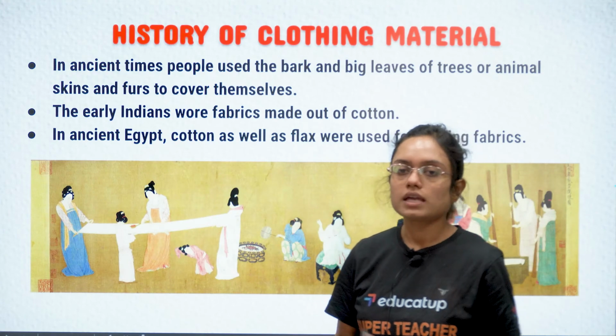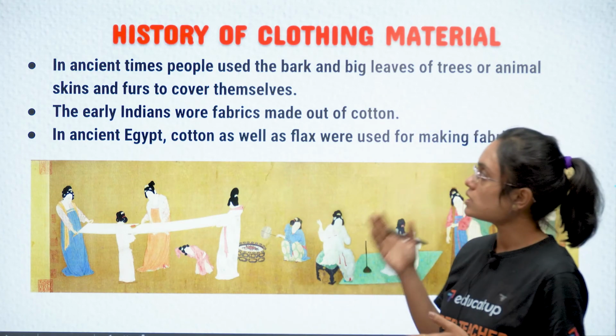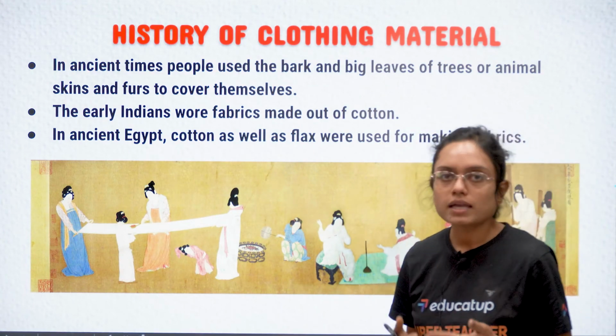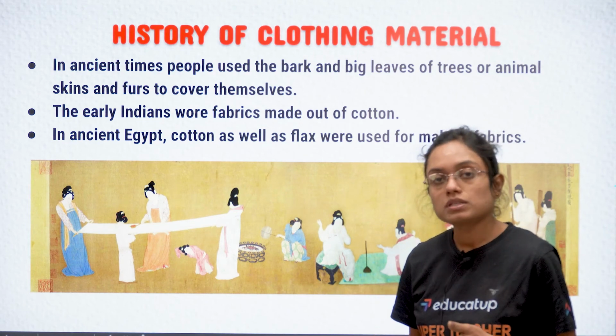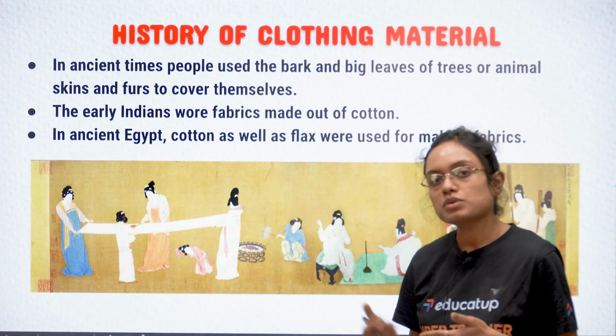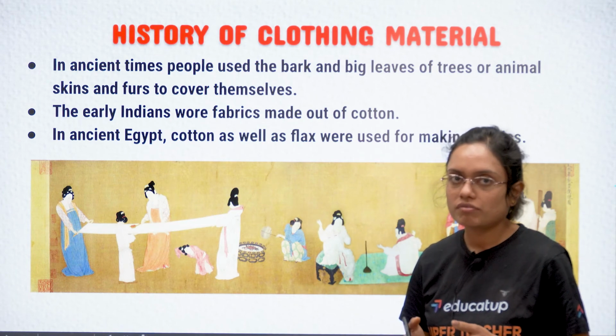Let's move ahead. History of clothing material. So in ancient times, people used the bark and big leaves of trees, skin and fur of animals to cover themselves because fabrics or fibers have not been discovered or invented.